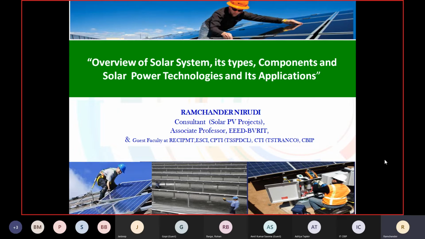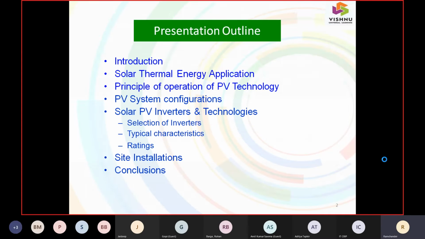I can see participants from various organizations. In the first session, you may have gone through the fundamentals about the power scenario. Today is the first session on solar PV. So we'll discuss the difference between solar thermal and PV, different configurations, inverters, and some other components.